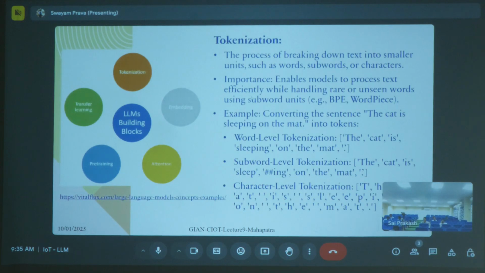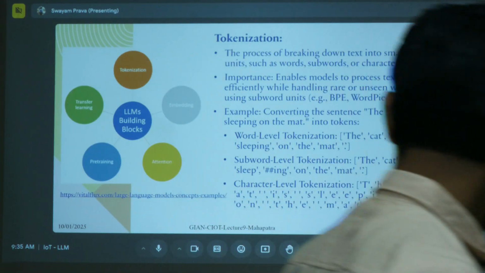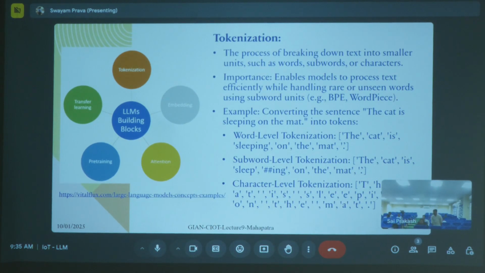So to understand how LLMs achieve such capabilities, let's look at their key components. First is the tokenization process. This is the process of breaking text into smaller units like words, subwords, or even individual characters. Why is this important? Because LLMs can process data in these smaller chunks.